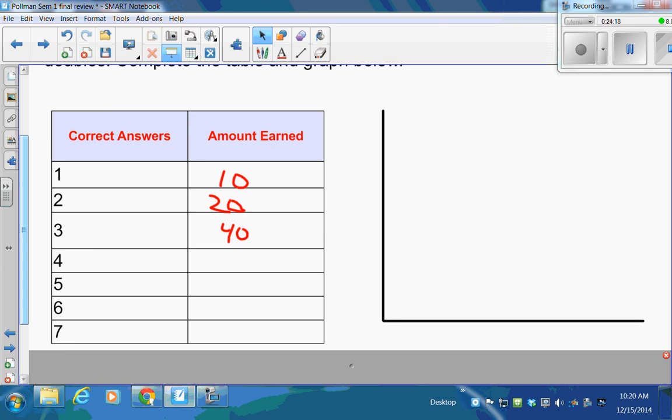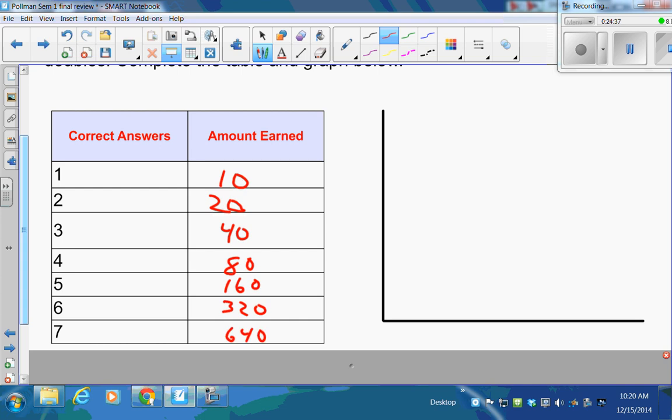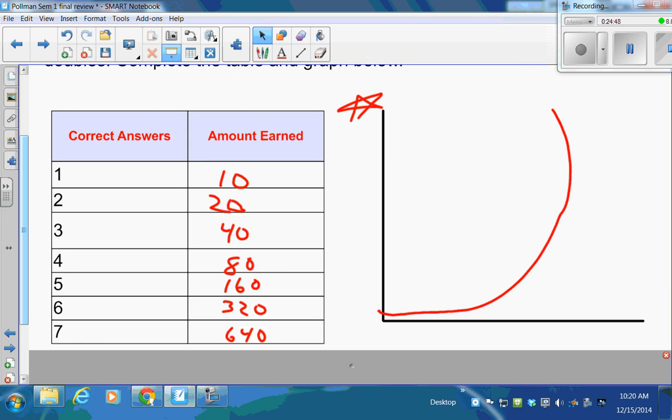Pause it, do the rest now, and sketch me a quick graph. Go. All right, so keep doubling this out. This should go to 80, 160, 320, and 640. Your graph. I am not going to take the time to do your graph. Exponential graphs always look like this: they start small and get huge really quick. That's how all exponential graphs look. You will have to graph this problem right now.